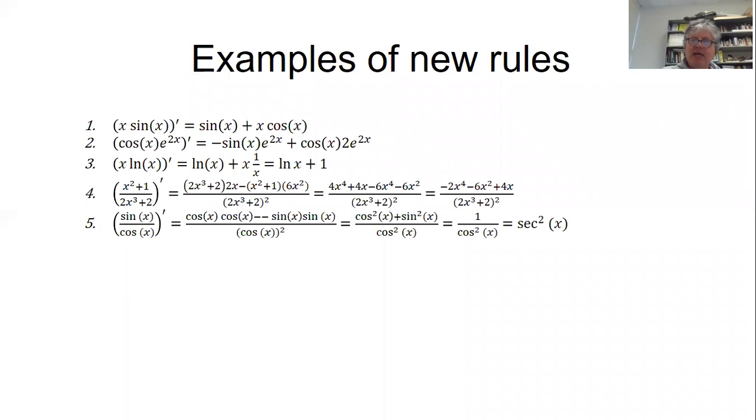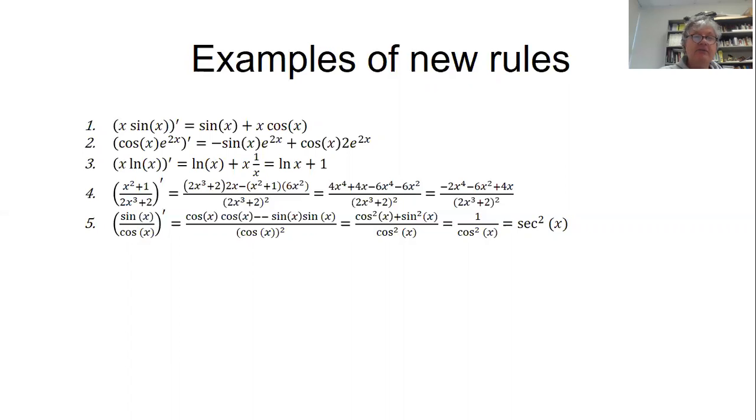Okay, so here are some examples of using those new rules. First, a few product rule examples. Let's say we've got x times sine x. The derivative of that is, first we take the derivative of x, which is 1, and multiply by sine x. And we add to that x times the derivative of sine, which is cosine, and so we end up with sine x plus x cosine x.